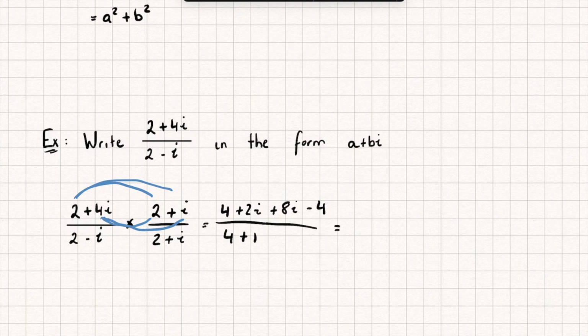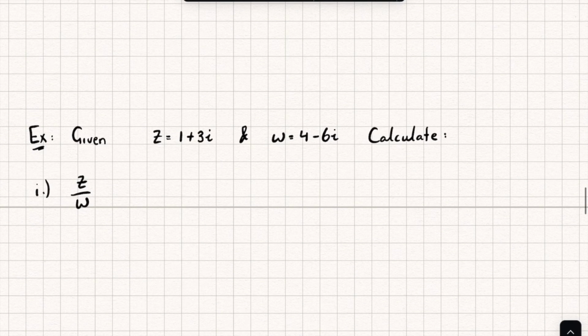Let's then simplify this. So on the numerator, 4 and -4 will cancel out, and we get 10i over 5, which is just the same as 2i. So we've eliminated that imaginary part from our denominator. Let's look at one final example. So here we have two complex numbers, z and w, and we need to calculate z divided by w. So we've got 1 plus 3i over 4 minus 6i.